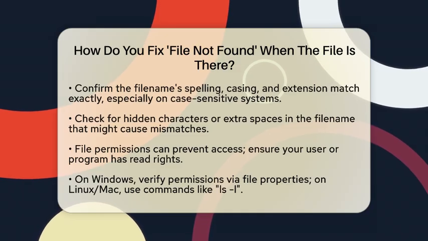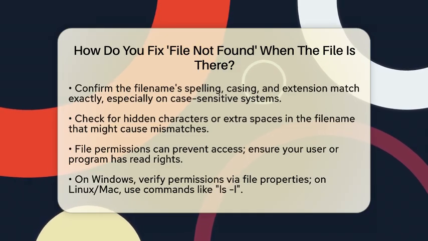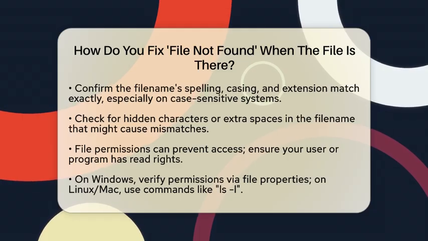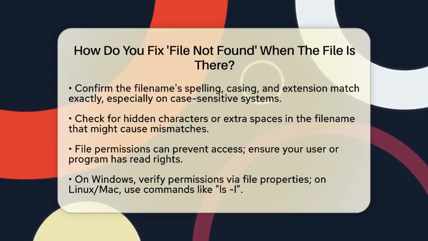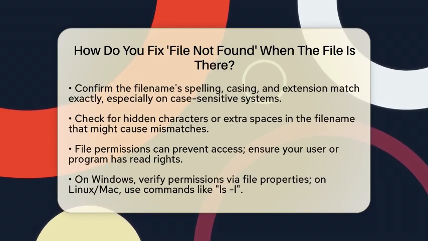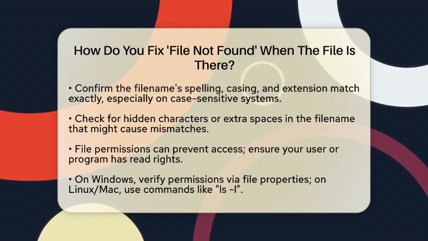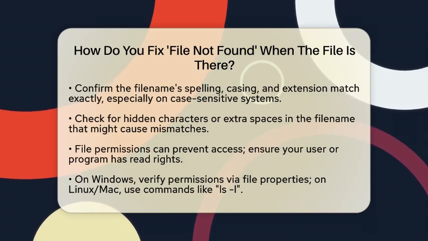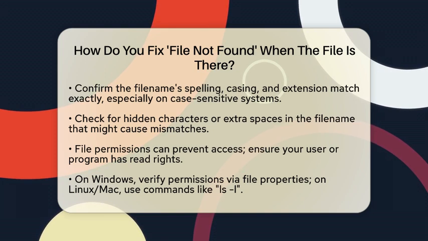Permissions are another common cause. If your program doesn't have permission to read the file, it might act like the file isn't there. Check the file's permissions and ensure your user account or program has read access. On Windows, right-click the file, select Properties, and look under Permissions. On Linux or Mac, use commands like ls -l to see permission settings.